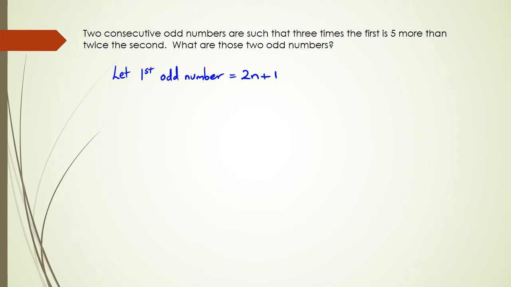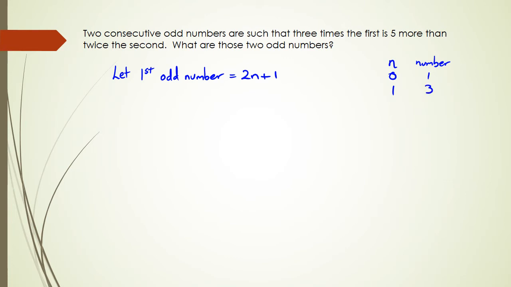Now you might wonder where I got this 2n plus 1 from, but think about it like this, right? If I put in an actual number for n, if n equals 0, then you get 1 as your number, because 0 times 2 plus 1 is 1. If n equals 1, then the odd number would be 2 times 1 plus 1, which is 3, and so on.